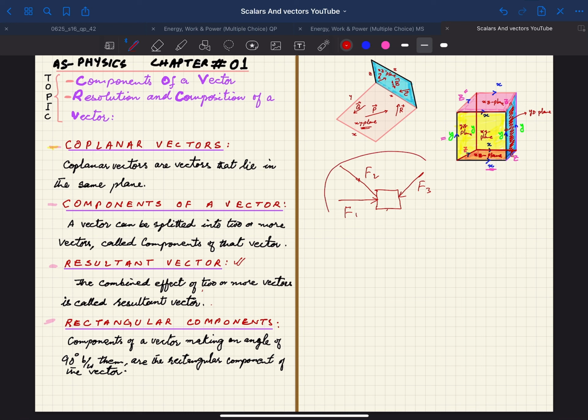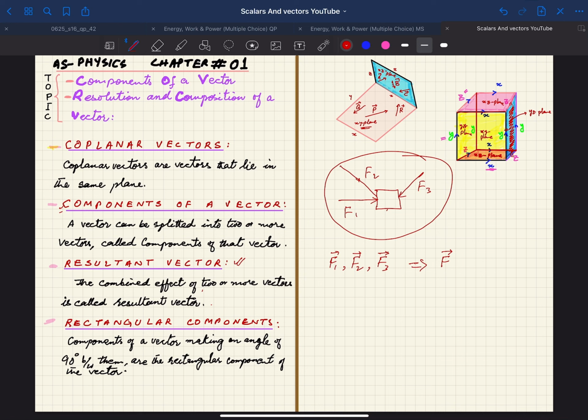So the final effect of all these three, F1, F2 and F3, we can write in this way: vectors F1, F2 and F3 are components of a vector, and the resultant of these three is nothing but vector F. When we go for the addition of vectors, we will do this again in detail, but for the time being I am just telling you the meaning of components of a vector and the meaning of resultant of a vector.